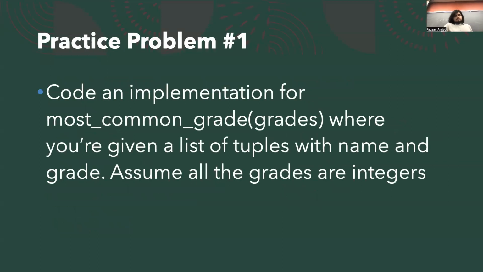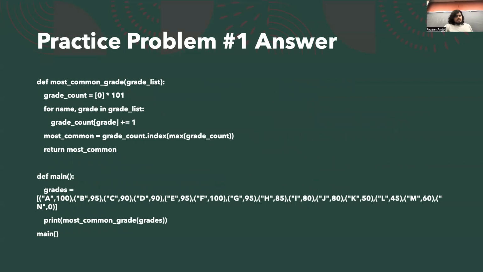Okay, so it says here code and implementation for the most common grades, where you're given a list of tuples with name and grade and assume all the grades are integers. This is the entire implementation of it. But the reason why I access it like this is to show you a little bit later why we need dictionaries. The way that I've set it up is we're seeing the frequency of grades, and we're assuming that all the grades are integers.